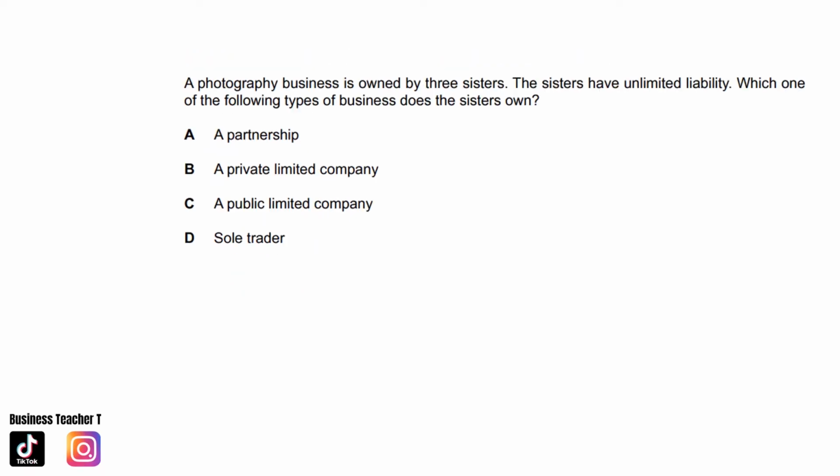A photography business is owned by three sisters. The sisters have unlimited liability. Which one of the following types of business do the sisters own? Is it A, a partnership, B, a private limited company, C, a public limited company, or D, sole trader?